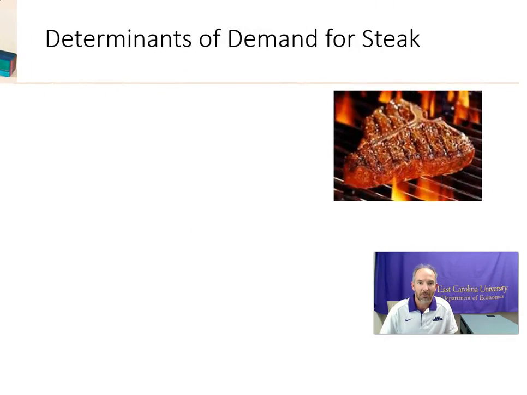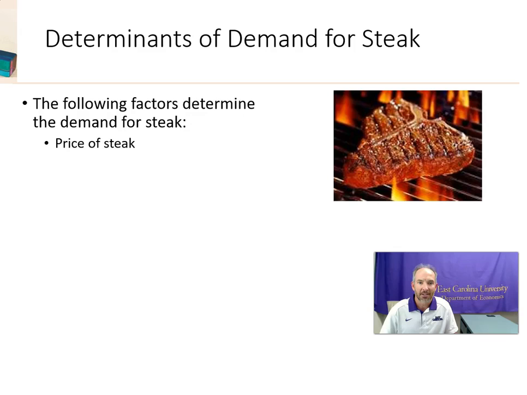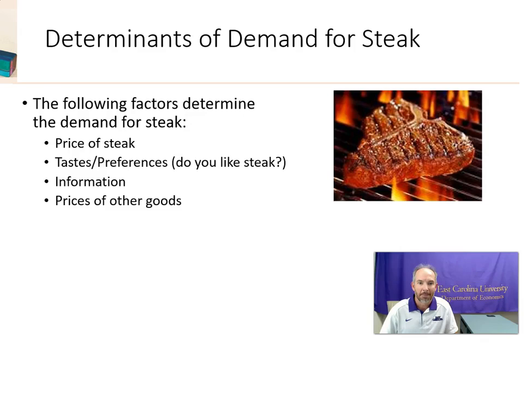What factors are we referring to? Well, other determinants of steak demand, such as, beyond the steak price, taste and preferences. Someone who likes steak versus someone who doesn't like steak. Information we know about steak. The price of other goods: baked potatoes, shrimp, chicken. These are things that we consider when we sketch a demand curve for steak.